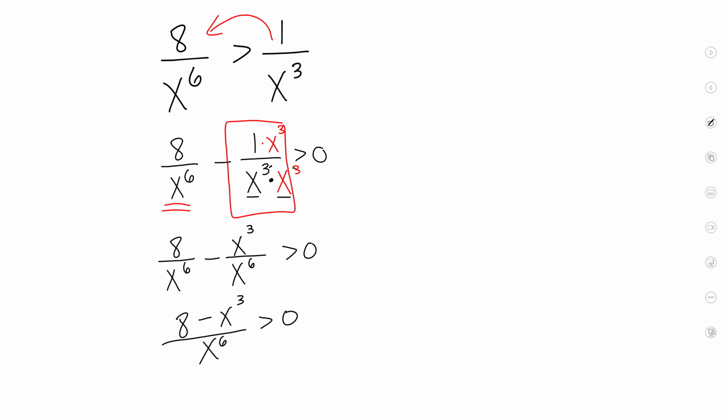So I'm going to do my interval work. Remember, you always need to put zeros and vertical asymptotes on your number line. Those are the two things you need to find. So how do I find zeros? Set what equal to 0? Yes, set the top, the numerator equal to 0. And how do you find vertical asymptotes? Yes, the denominator. Sorry, I'm just going to put top and bottom for space.